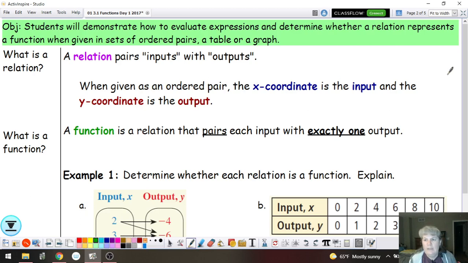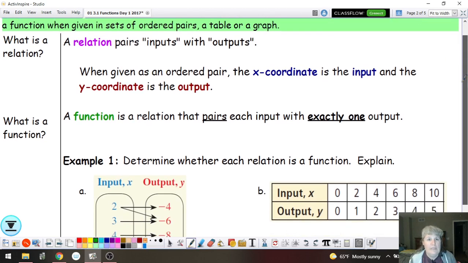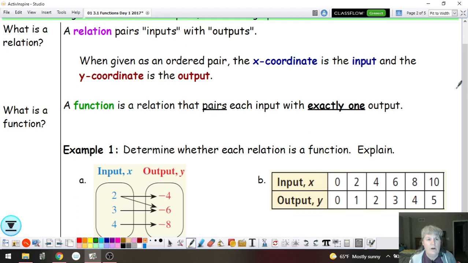To define relations, relations are when we have inputs with outputs. And we've had some examples where we had some descriptions with inputs and outputs. The inputs are going to be your x values, and your outputs are generally going to be your y values. So when given as an ordered pair, the x coordinate is the input and the y coordinate is the output.